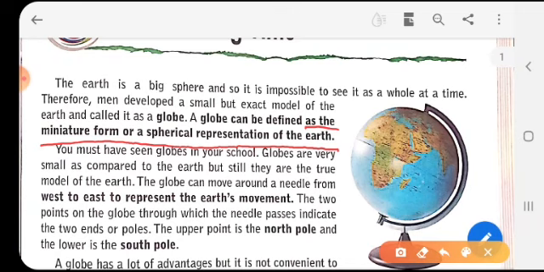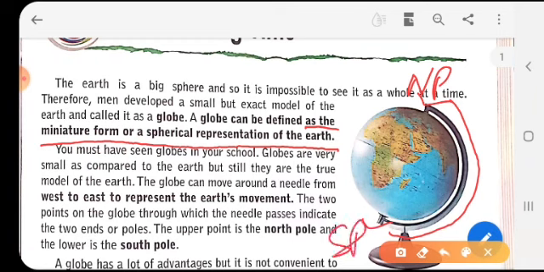Now, a globe is fixed to this semicircular object with a needle at the top and at the bottom to fix it so that it can move freely and show you all the places on the earth. The 2 points on the globe through which the needle passes indicate the 2 ends or poles. Now these 2 ends are the poles. The point on the top is the North Pole and the point below is the South Pole.